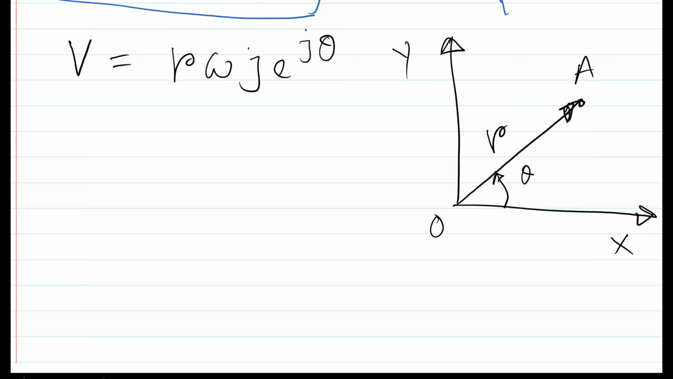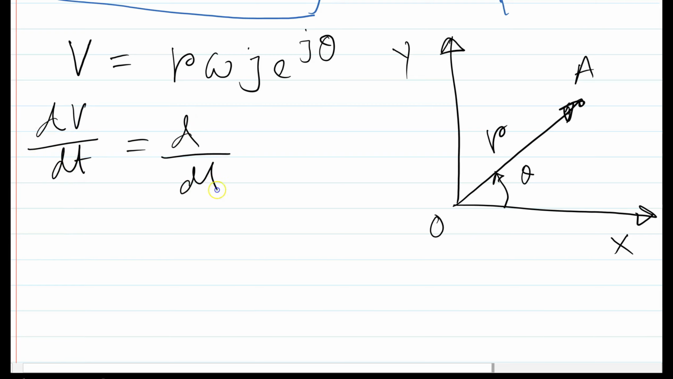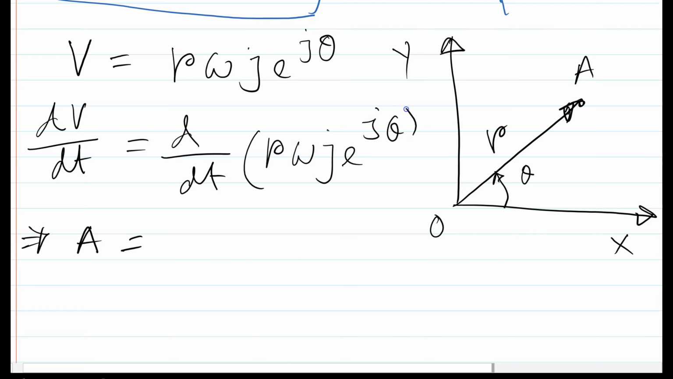Now when we want to find the linear acceleration of any point or pin joint, again we need to derive the equation for linear acceleration. We can start from linear velocity's polar form, where we find r omega j e^(j theta). When we differentiate this linear velocity with respect to time, we'll find linear acceleration, so we need to differentiate this term, r omega j e^(j theta).